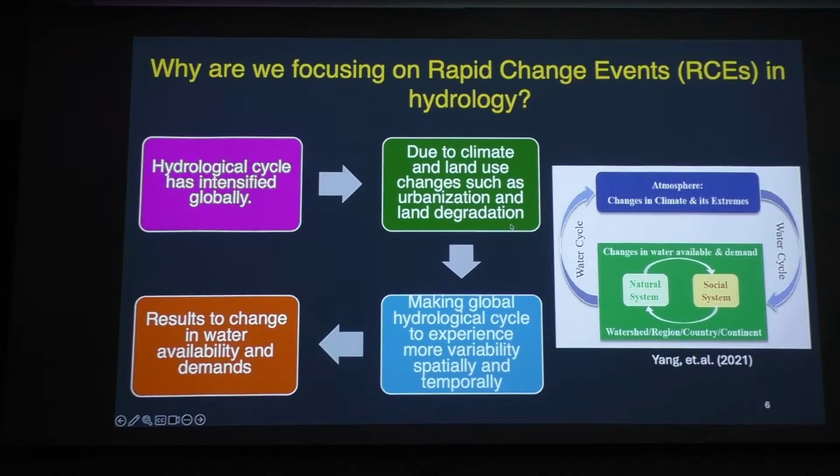At the same time, land use change such as urbanization, deforestation, and land degradation alter runoff, infiltration, and evapotranspiration. As a result, there is greater variability in the hydrological cycle and hydroclimate, both in space and time. In some places, they see a lot of water. In other places, they see drier. They experience faster changes between the two.